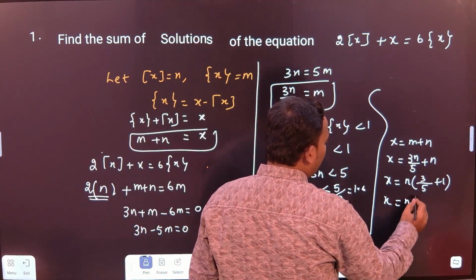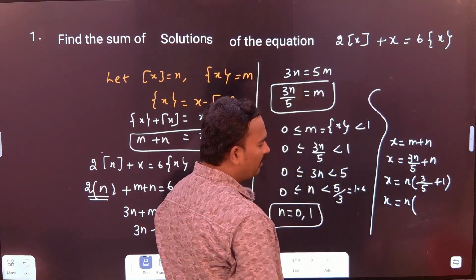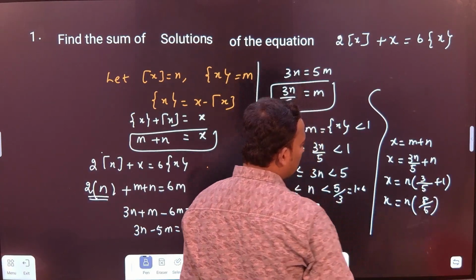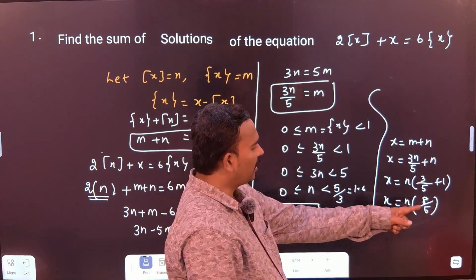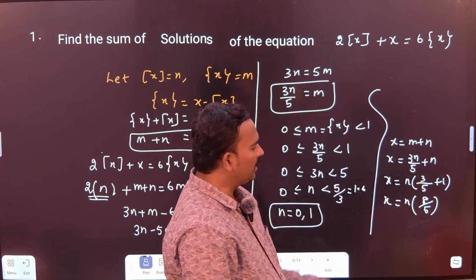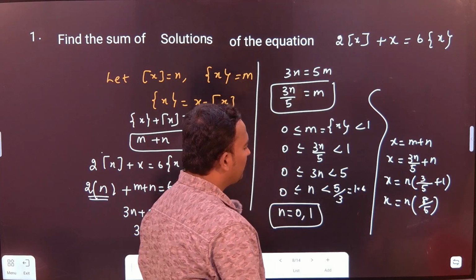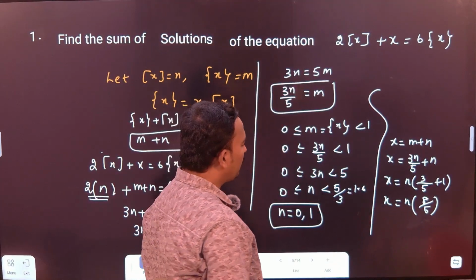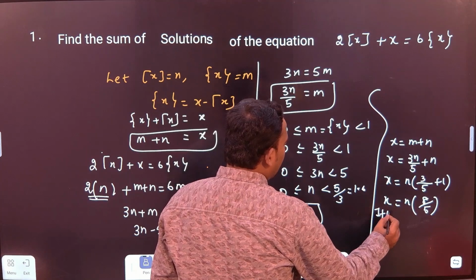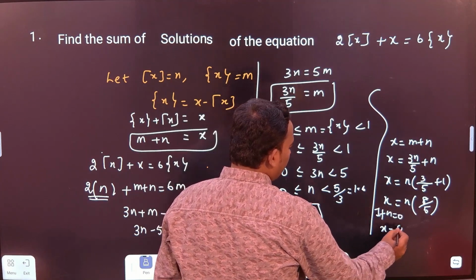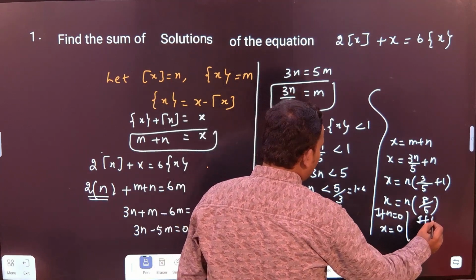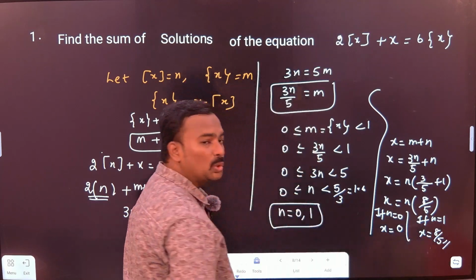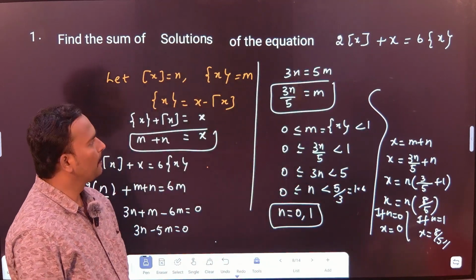So x is equal to n times, what is 3 plus 5? You take the LCM, right? Check whether it is correct or not. For 5 you take LCM, so 3 plus 5, it is 8 by 5. So x is equal to 8 by 5 n. So what are the possible n values? If n is equal to 0, x is equal to 0. If n is equal to 1, x is equal to 8 by 5. These are the two real solutions possible.